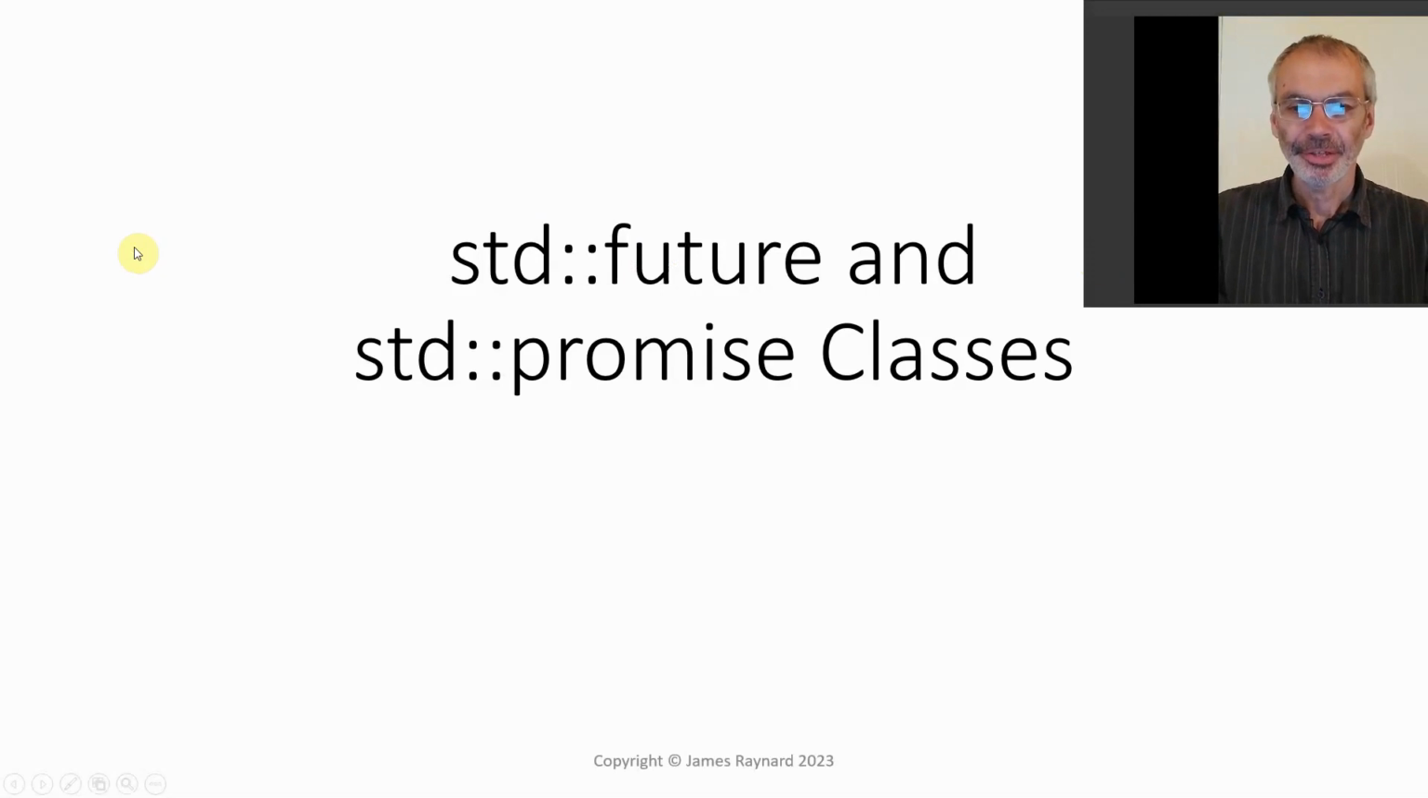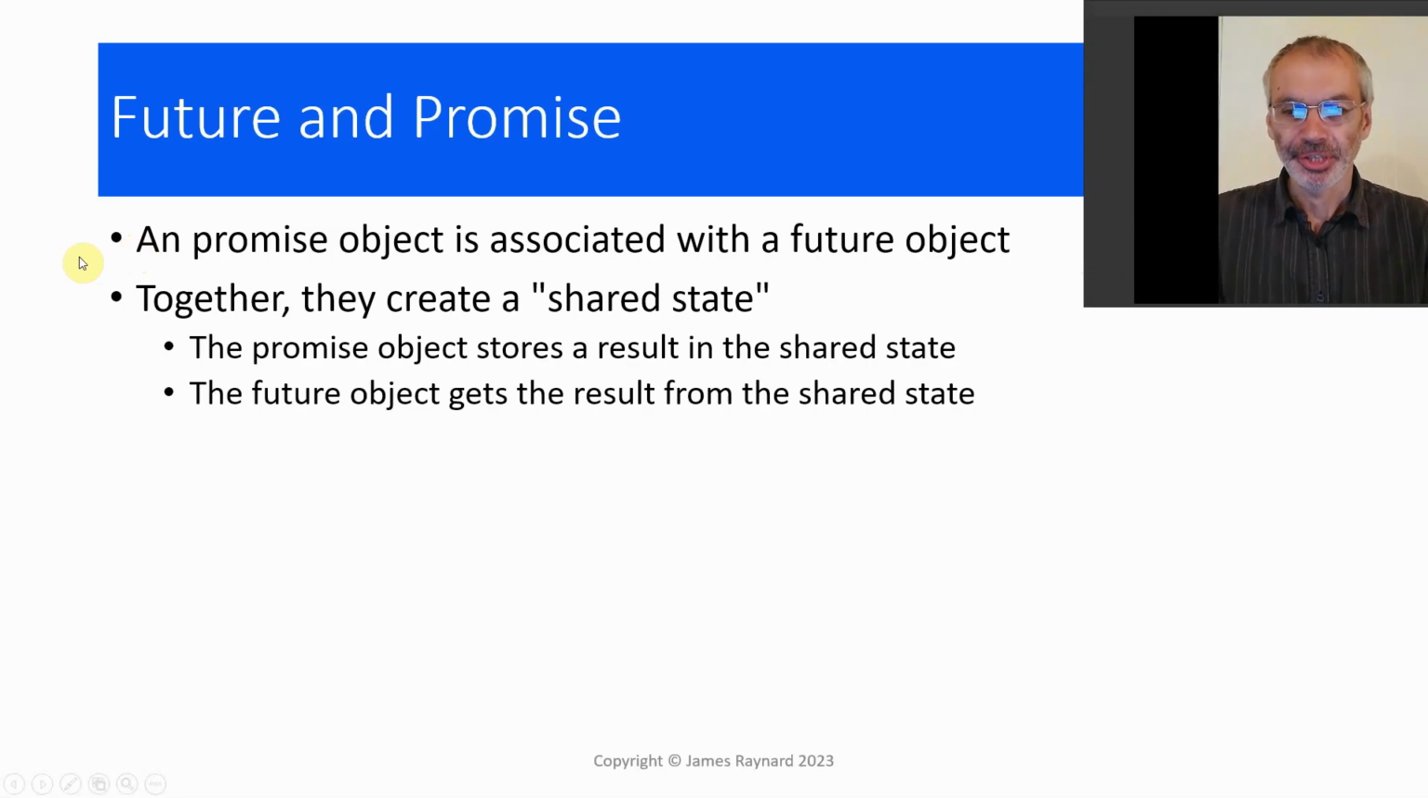Hello again. In this video we're going to look at the future and promise classes from the C++ standard library. Just to remind ourselves, we have a promise object which is associated with a future object, and between them they create a shared state between two threads. So this represents a communication channel between the threads. The promise object can store a result in this shared state, and the future object can get that result from the shared state.